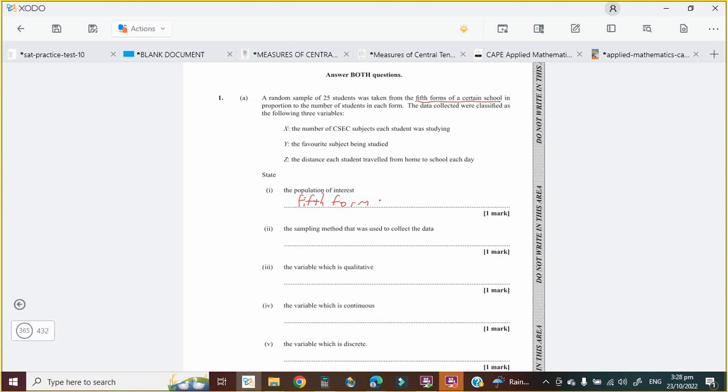A sampling method. What sampling method do we use? How did we collect the data? Very good. So this is which type of sampling? Very good. We just randomly selected them, they already tell us what we did. So this is, yes, random sampling. No, no, no, just random. Simple random.